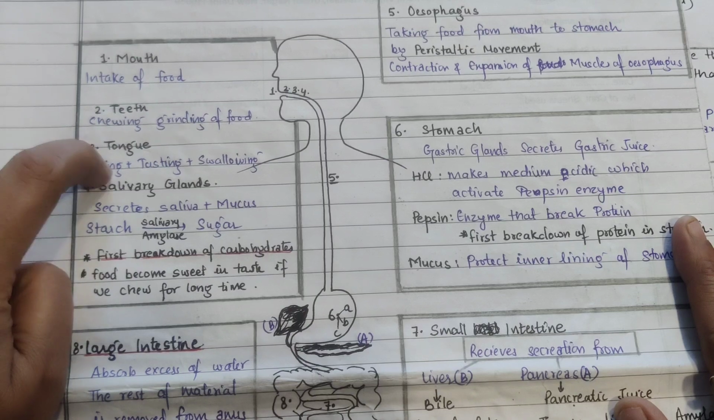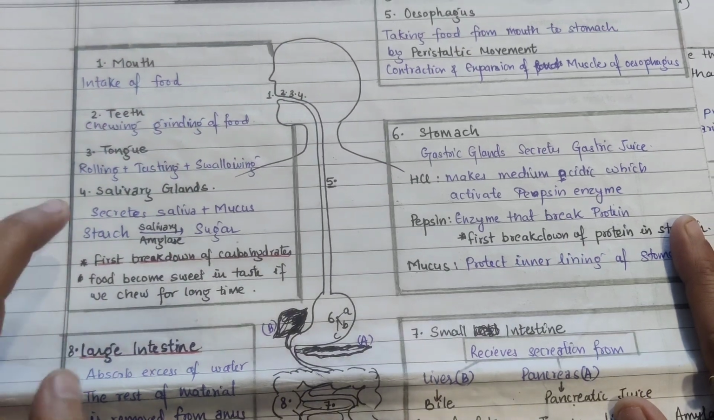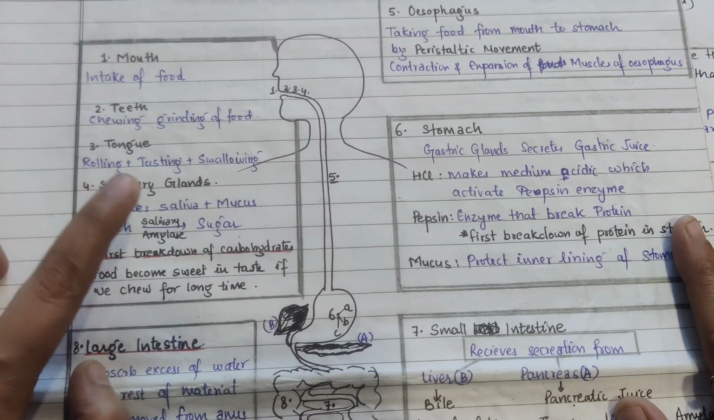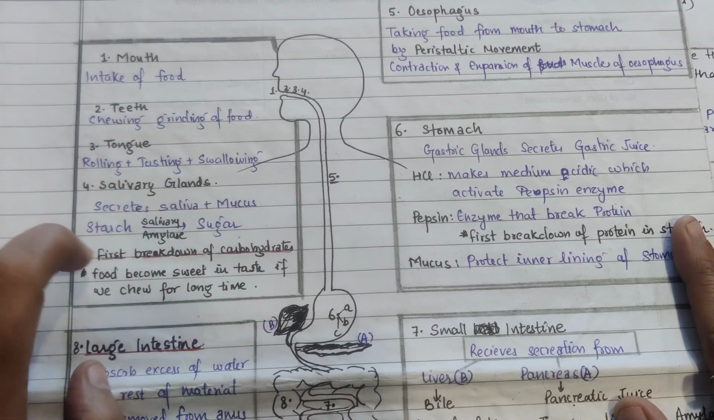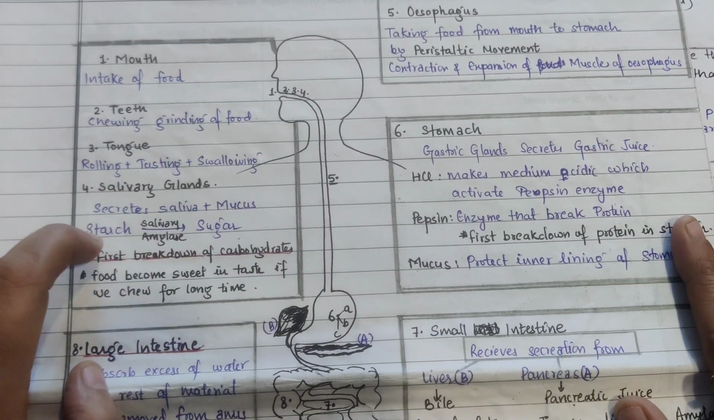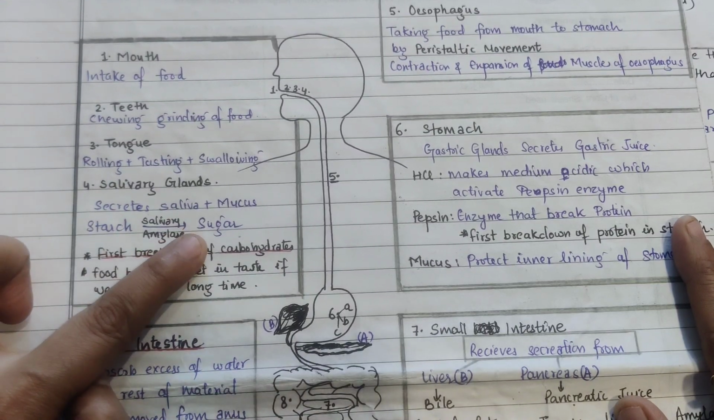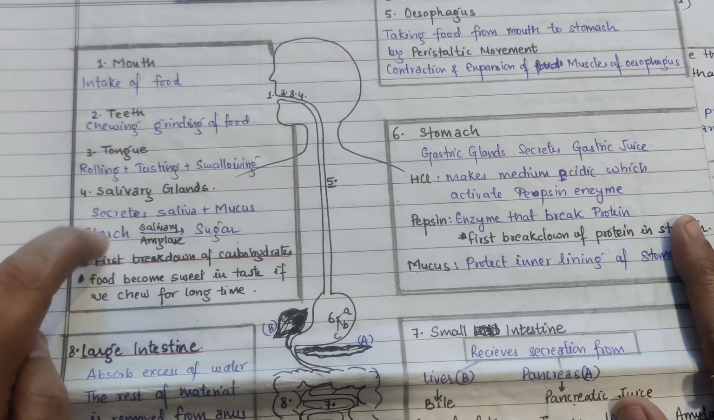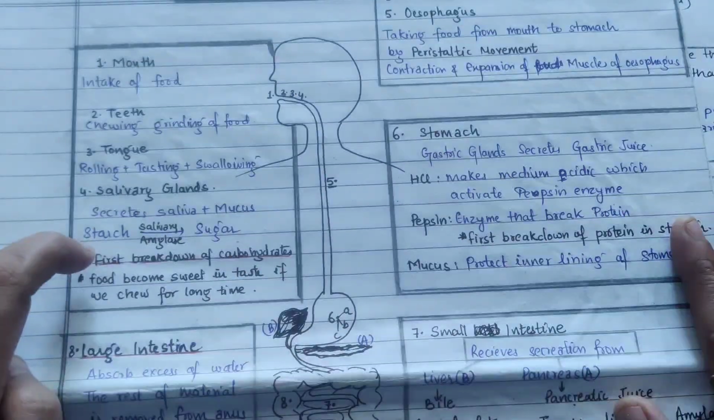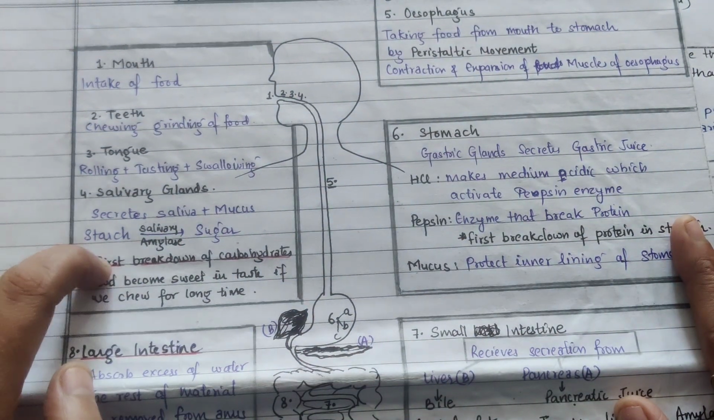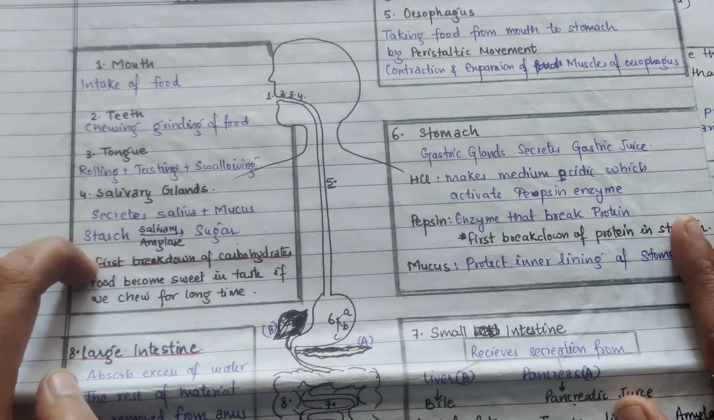The tongue helps in rolling, tasting and swallowing of the food. Now the important question comes from the salivary gland. The salivary gland secretes saliva. What is the role of saliva? It contains salivary amylase, which converts starch into sugar. So a 1 mark question: the first breakdown of carbohydrate takes place in the mouth, where starch is converted to sugar. This is the site of first breakdown of carbohydrate.